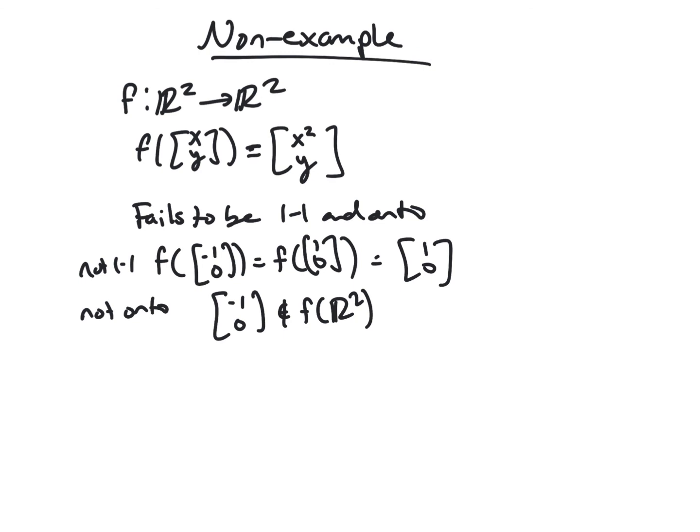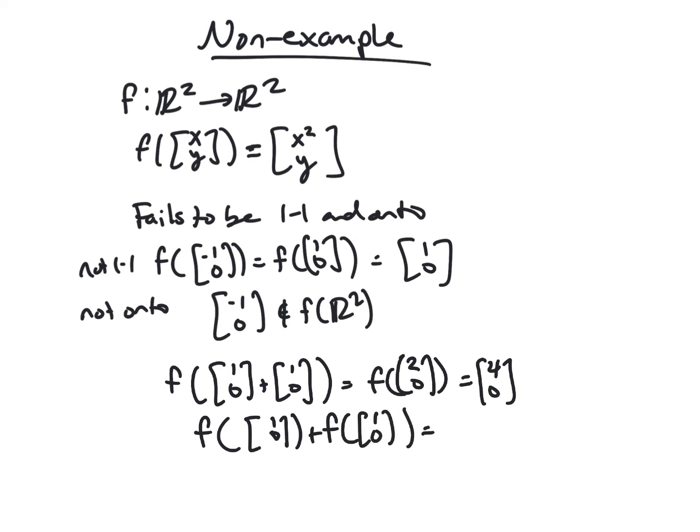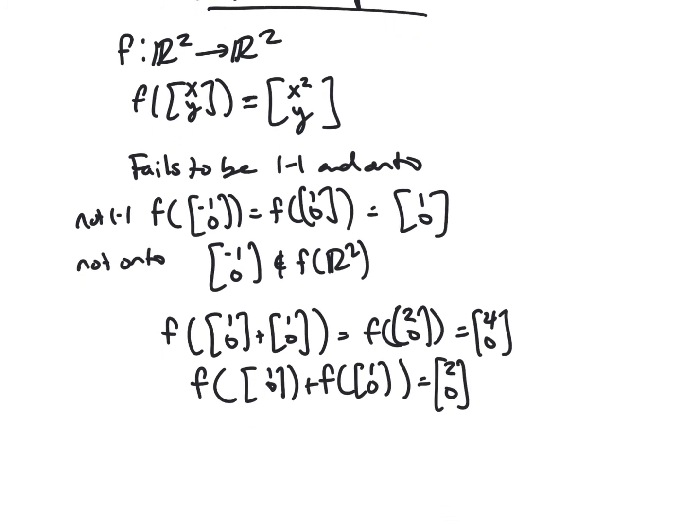It also is going to fail linearity, right? Because f of (1, 0) plus (1, 0) is f of (2, 0), which is equal to (4, 0). But f of (1, 0) plus f of (1, 0) is just going to be (1, 0) plus (1, 0) again. It's going to be (2, 0). Right, so this is not equal. This also would show you that scalar multiplication is not going to work. You could do something very similar.